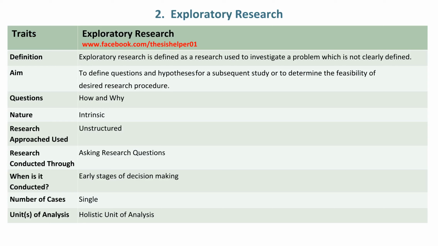Number 2 type of research is exploratory research. Exploratory research is defined as research used to investigate a problem which is not clearly defined. The aim of exploratory research is to define questions and hypotheses for a subsequent study or to determine the feasibility of the desired research procedure. Questions of exploratory research start with how and why.